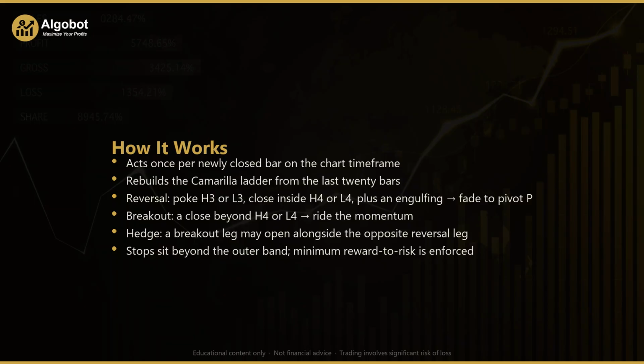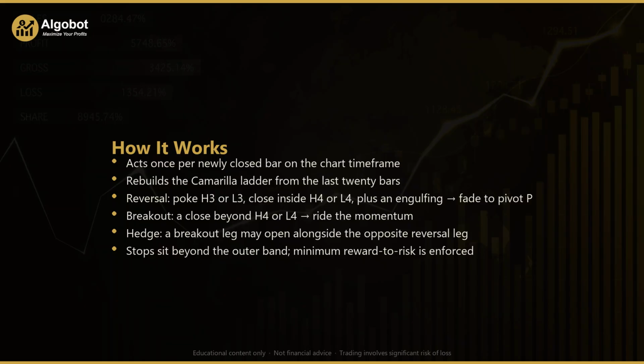Second, the breakout. If a bar simply closes beyond H4, that's treated as upside momentum, and the strategy buys with its stop set back at H3 and a target projected a fraction of the range beyond H4. A close beyond L4 mirrors this to the downside.